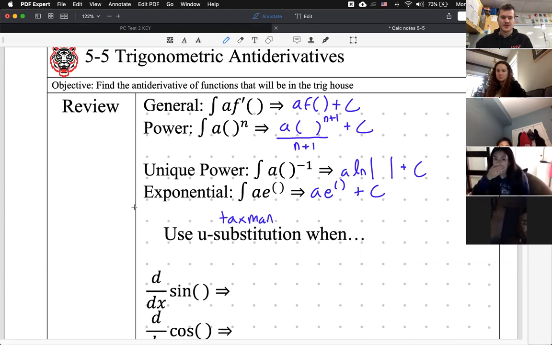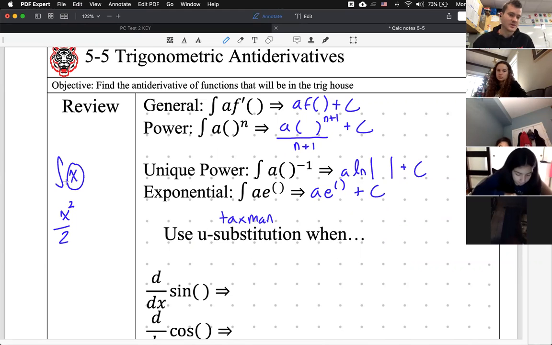In general, yes, but for example, for the antiderivative of x, I don't need to use taxman. I just know that's x squared over 2. You can always use it, and I agree you should always use it if you don't know what to do. But there's a specific case when you have to use it. Do you remember when that is?